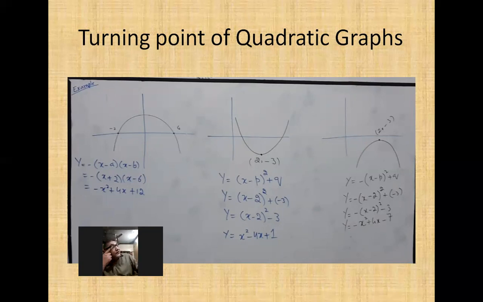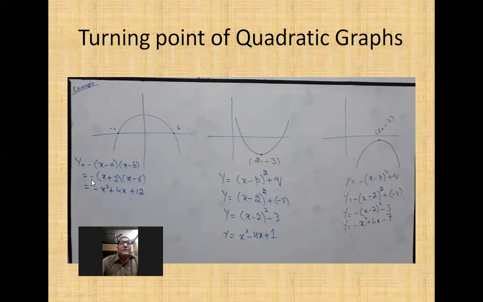The formula for the equation, if the x-intercepts are known, is y equals minus (x minus a)(x minus b). Because it's a sad face, that's why I have put a negative outside. So in the place of a and b, you need to substitute these values, minus 2 and 6. If in the place of a I put minus 2, this becomes x plus 2. In b I substitute 6, so it becomes x minus 6. So this is the equation: minus (x plus 2)(x minus 6).